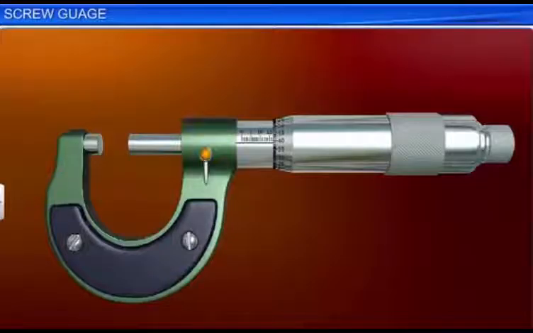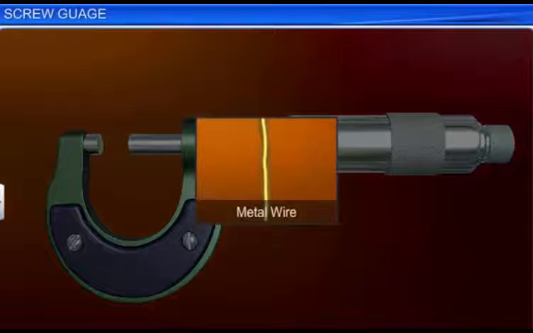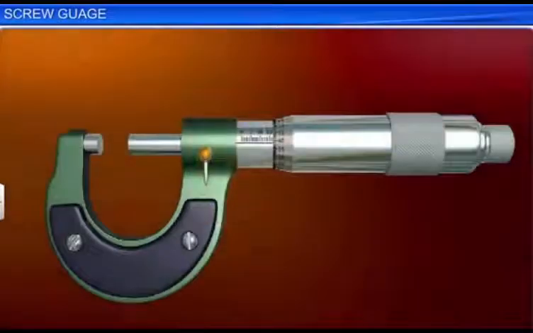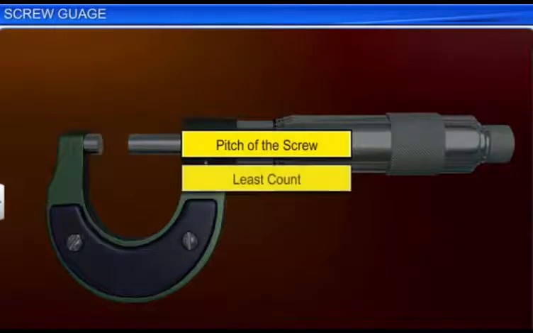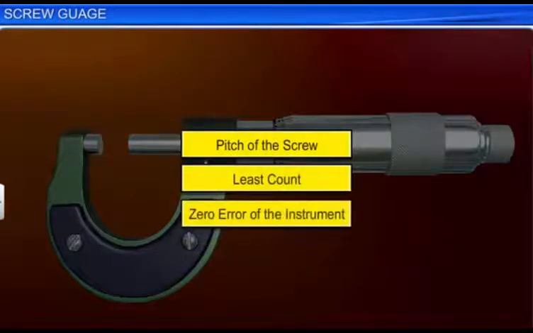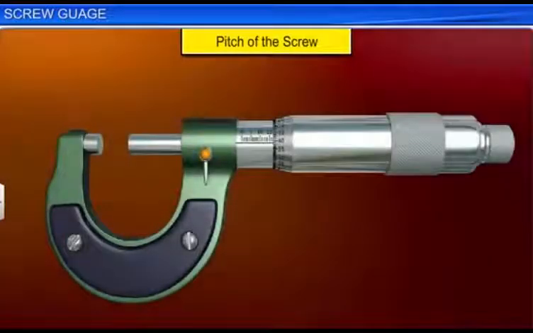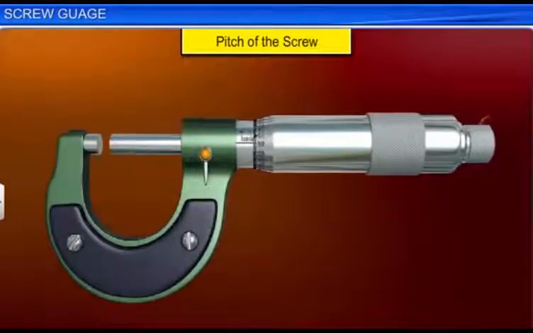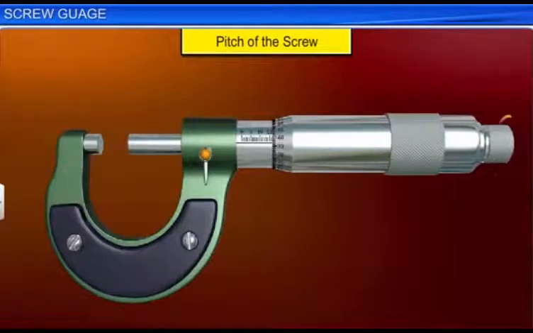Let us now measure the diameter of a metal wire. Before making a measurement, you should first determine the pitch of the screw, the least count, and zero error of the instrument. When the head of the screw is rotated, the tip of the screw moves either forward or backward. The distance traveled by the tip of the screw in one complete rotation of its head is called the pitch of the screw.